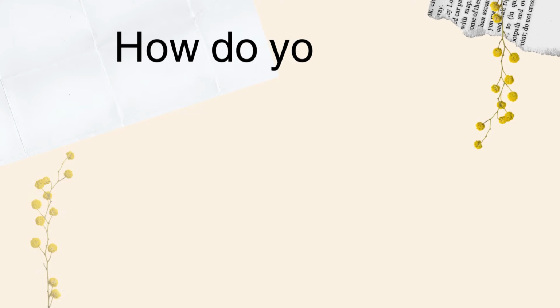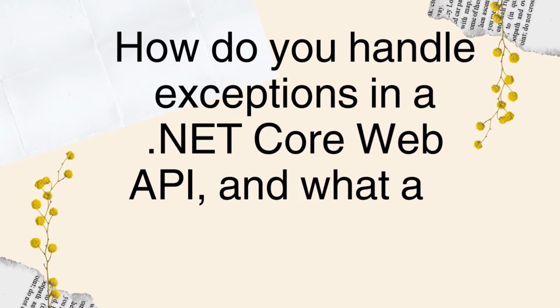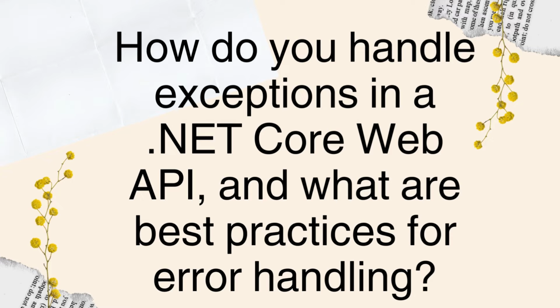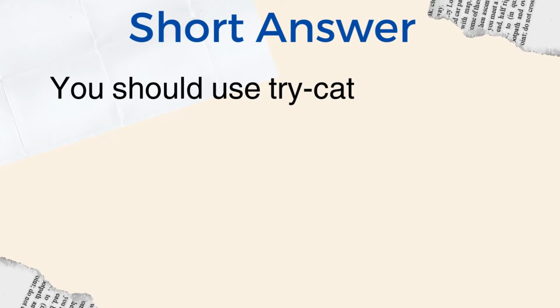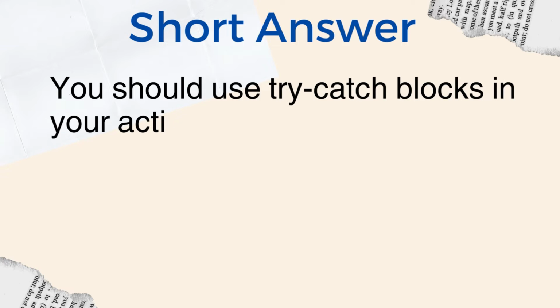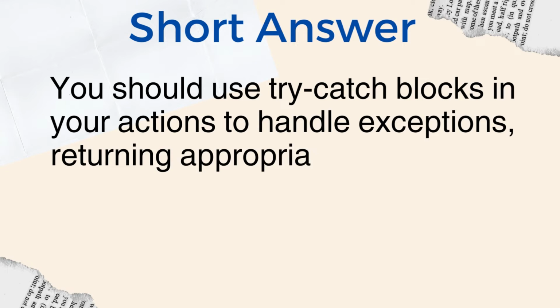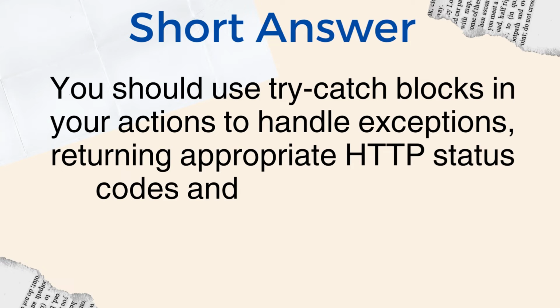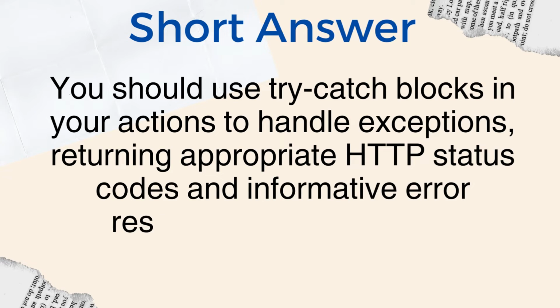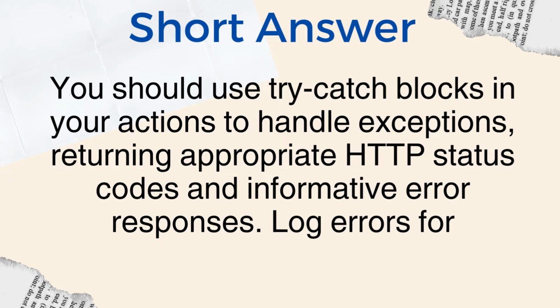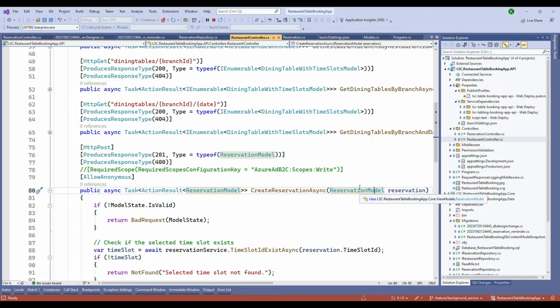The next question is, how do you handle exceptions in .NET Core Web API, and what are the best practices for error handling? The answer is, you should use a try-catch block in your action to handle exceptions, returning the appropriate HTTP status code and informative error responses. That's very important. You should also log errors for debugging purposes. Now, you cannot add try-catch everywhere, so we can handle exceptions globally.